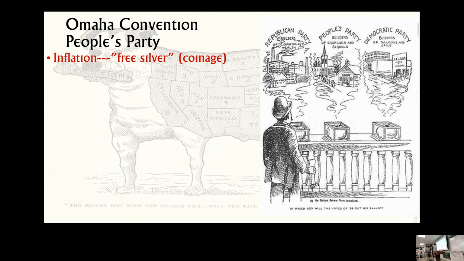Not realizing how volatile it was to be backed on some other entity you don't own. But free silver meant the free coinage. Have the government buy the silver, like the Sherman Silver Purchase Act, and then coin it. That's what they want. Inflation. Prices go up so they can pay back their debts. They didn't want high inflation, they wanted some inflation.